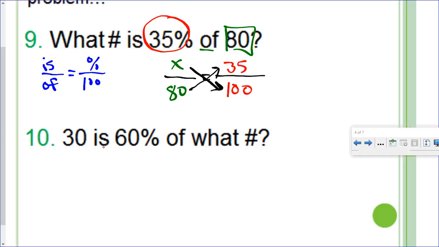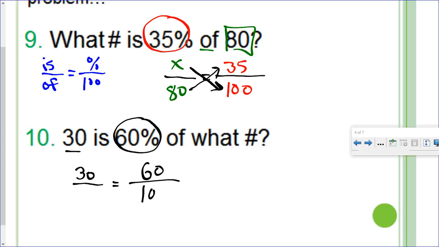Again, I'm going to do another one here. Is over of equals percent out of 100. 30 is, when I set up my proportion, 30 is my top number here. It's my is. 60% is my percentage, so I can put that here. 60 is out of 100, so I'm just missing this number. Again, I can use my cross products, or I can see 30 and 60 have a relationship here. I'm probably going to do half of that, so it's going to be 30 out of 50 equals 60 out of 100.